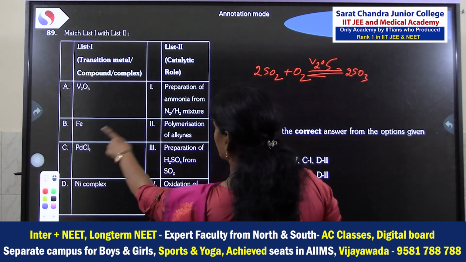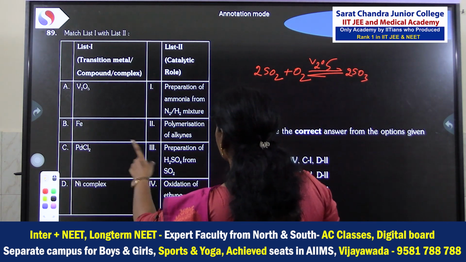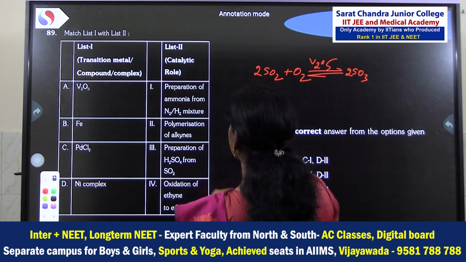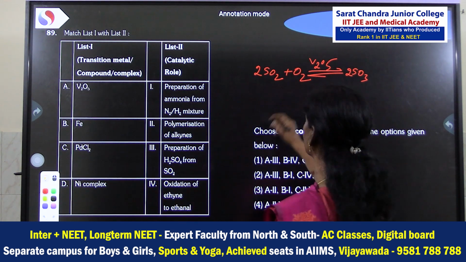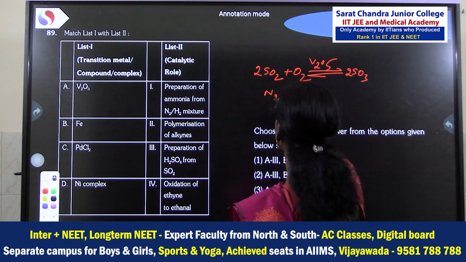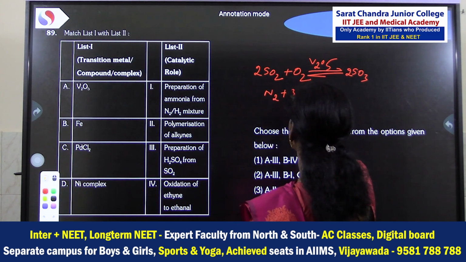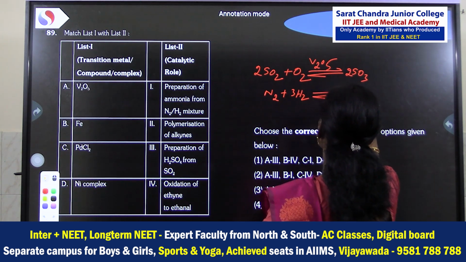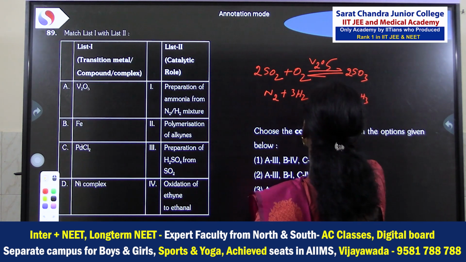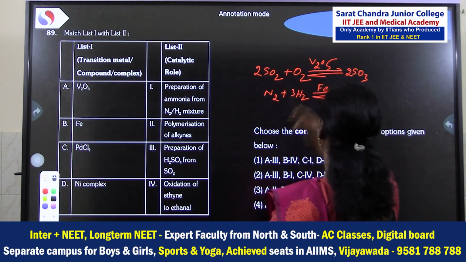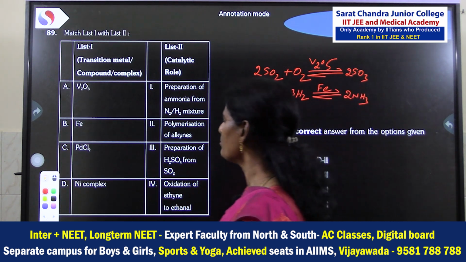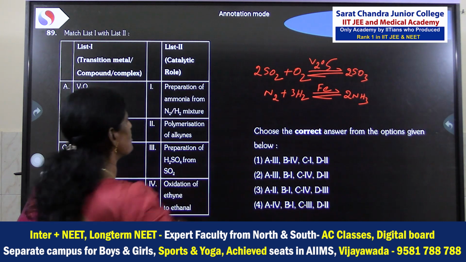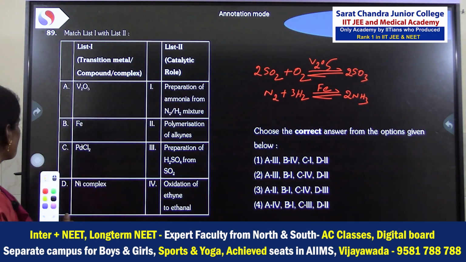And iron catalyst. Iron catalyst is used in the manufacture of ammonia. So Haber's process: N2 gas plus hydrogen gas gives rise to ammonia gas. Here the catalyst is iron catalyst and the promoter is molybdenum. This is known as Haber's process. First one is the contact process.